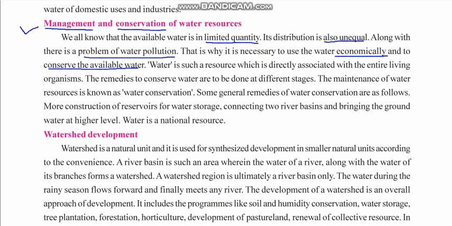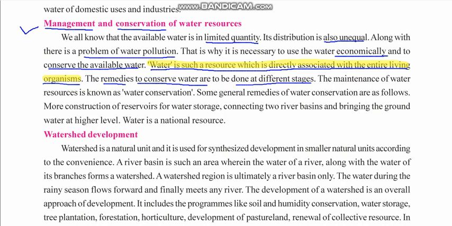Water is such a resource which is directly associated with the entire living organism. See, this is a very important line. Water is such a resource which is directly connected with the entire living organism. All the living organisms in the world cannot live without water, and they are all connected with this single thing, that is water. The remedies to conserve water are to be done at different stages. Remedies means solutions. We need to find solutions to conserve the water at different stages.